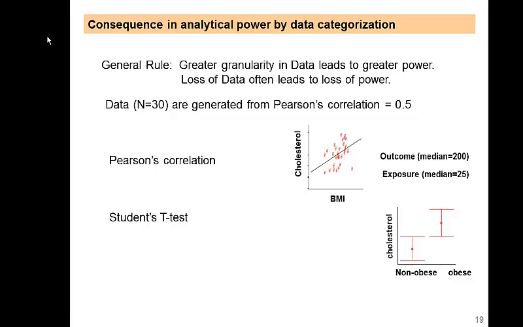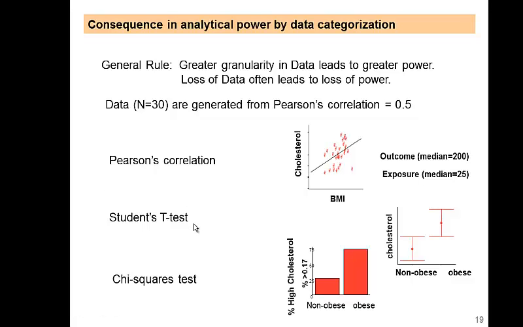Since many people don't understand what a correlation coefficient means, what those people do instead is divide patients into 2 groups based on BMI. Let's say in this case the median BMI is 25. So they divide it into below median and above median, giving a non-obese versus obese group. Then they compare mean cholesterol level between non-obese and obese, and the analysis choice is the student t-test.